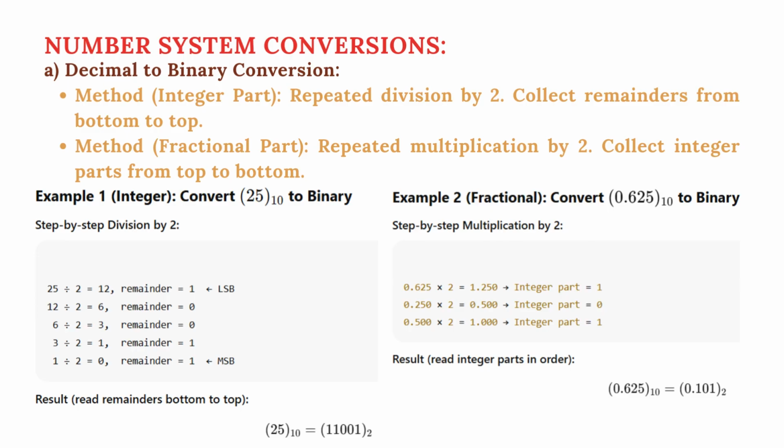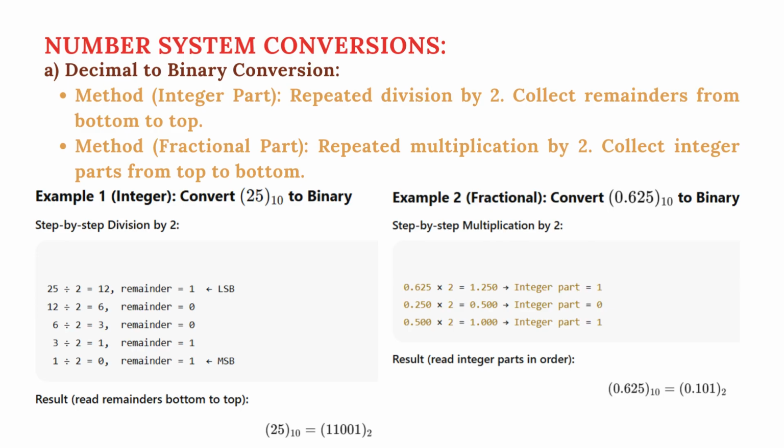Example 2. Let's learn how to convert fractional decimal numbers to binary. For this, we use the repeated multiplication by 2 method. We begin with our fractional number 0.625 and we multiply it by 2, which is our target base. As you can see, 0.625 times 2 equals 1.250. The key here is to look at the integer part, which is 1. This is the first bit of our binary answer.